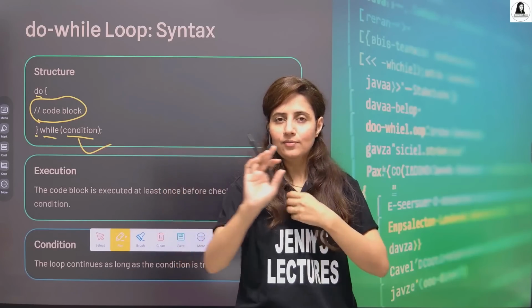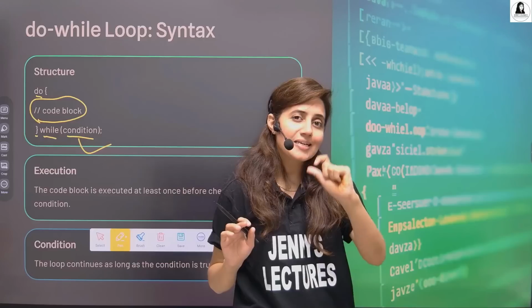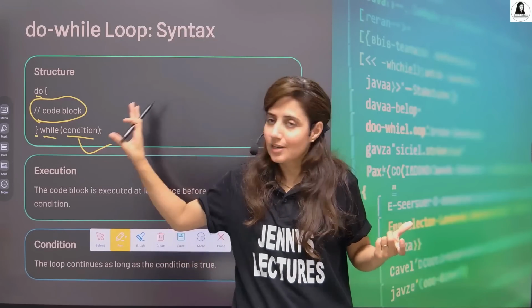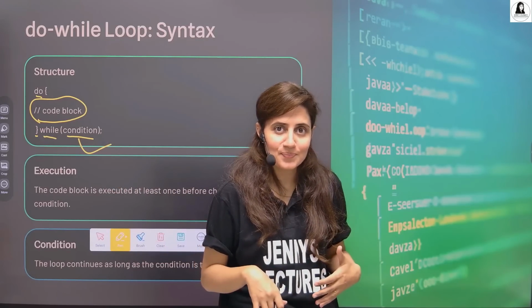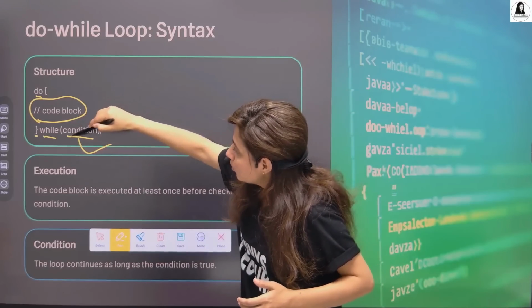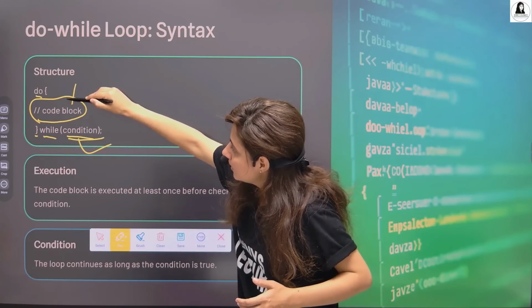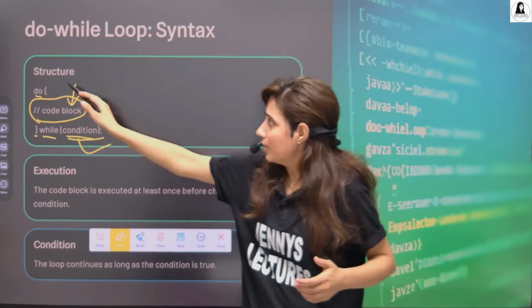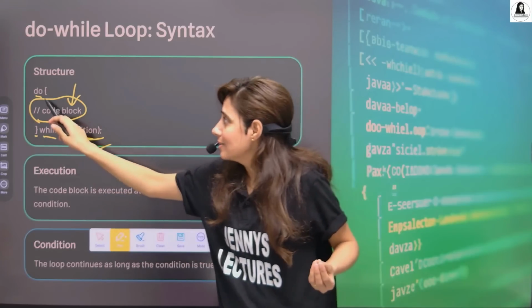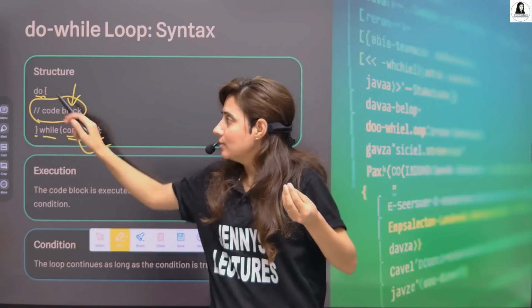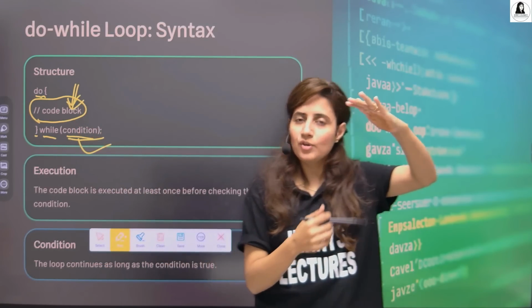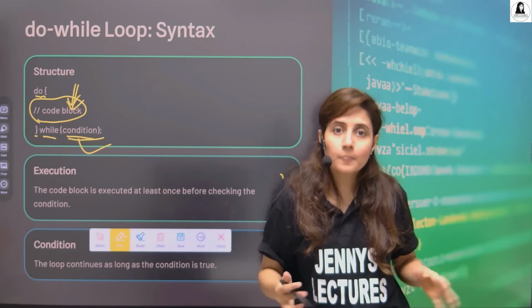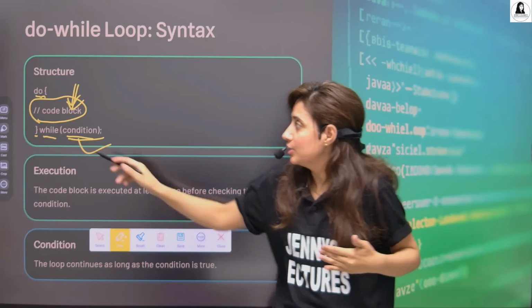So see, I've told you that this is an exit control loop. From the structure, from the syntax itself, it is clear it is an exit control loop. Because without checking the condition, you can enter into this loop body. There is no condition we are checking. It's just the keyword do and the parenthesis, there is no condition. We will enter into this loop. First time we execute whatever is there in the loop. While exiting the loop, we are checking the condition.